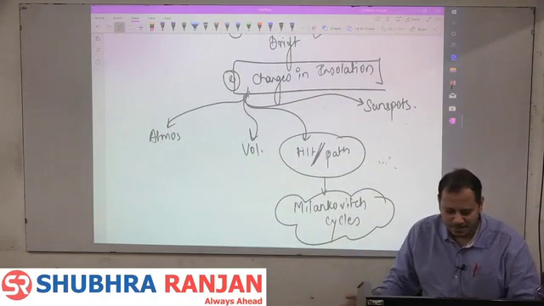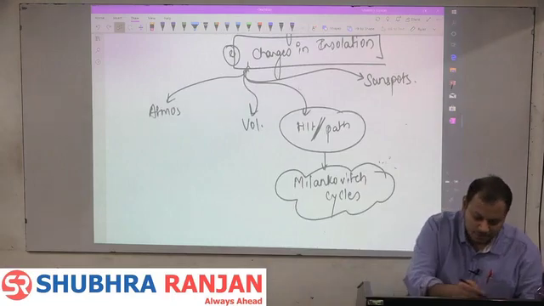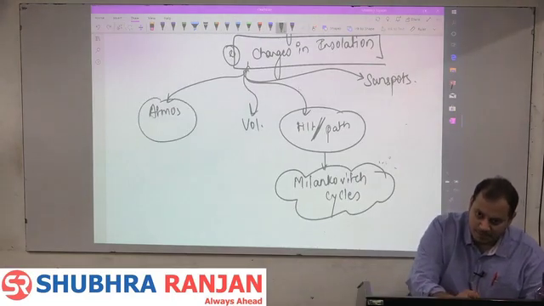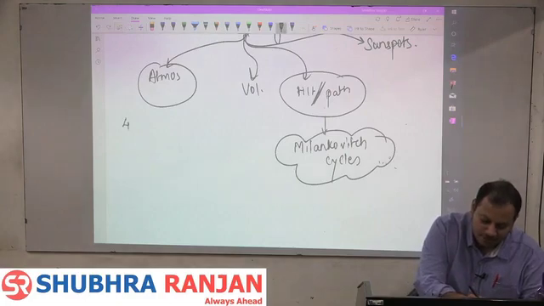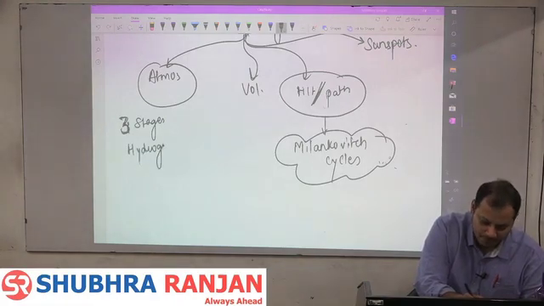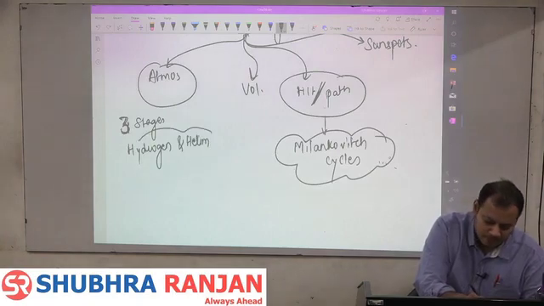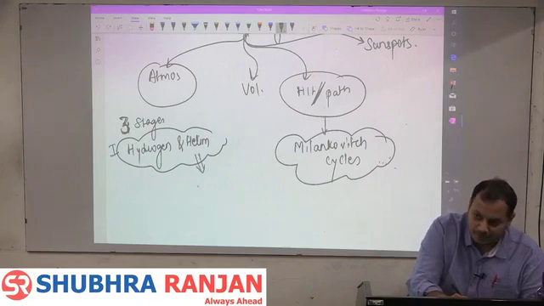Changes in the insolation are due to the continental drift and changes in the atmosphere. Remember NCERT's first chapter, that there are 4 stages in the evolution of the atmosphere. So 3 stages. First was hydrogen and helium. The Earth's atmosphere was made up of only hydrogen and helium, and it was removed by the solar winds.